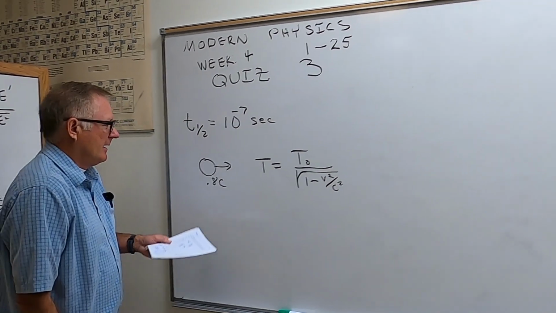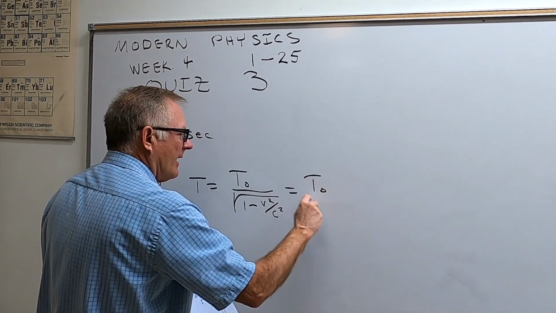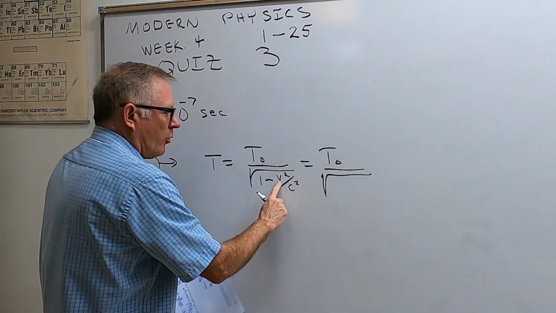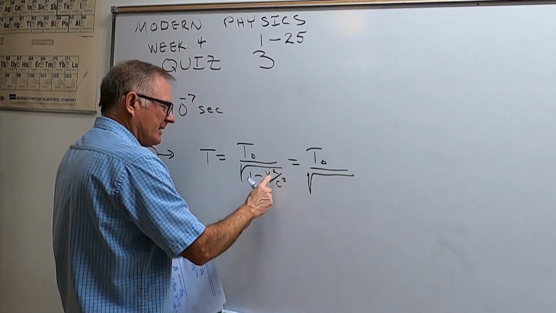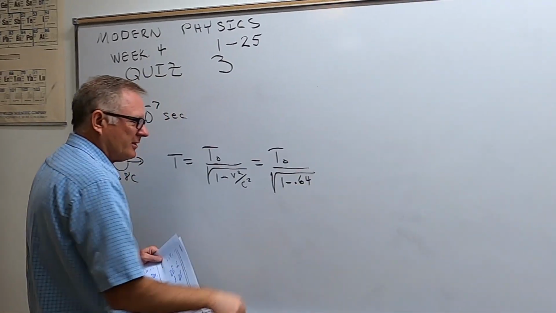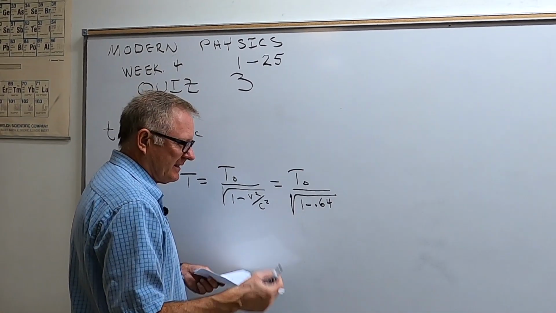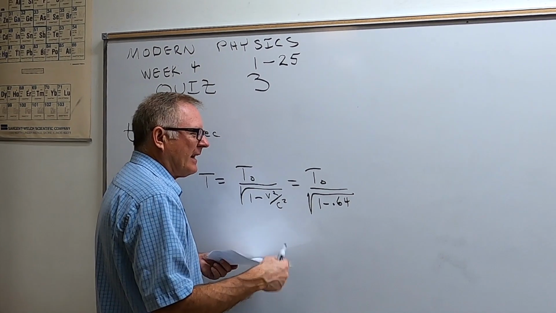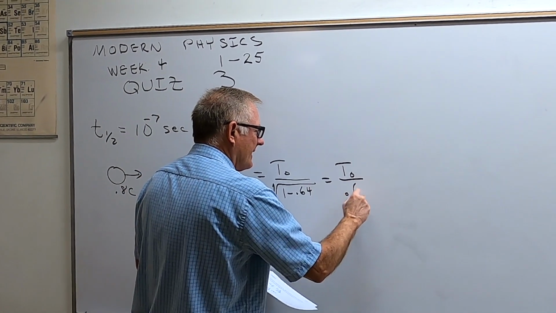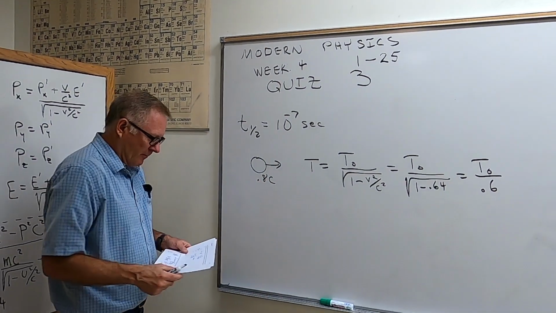Well, if we plug in right here, it's going to be T naught all over the square root of 1 minus 0.8 squared, which is 0.64. 1 minus 0.64, the c squares drop out. 1 minus 0.64 is 0.36. Take the square root of that, and it's 0.6. So this is T naught all over 0.6. I like 0.8 because it's easy to go through the math right here.